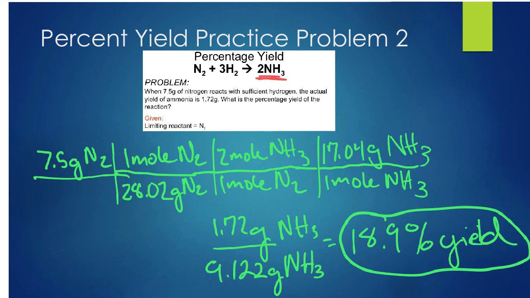So I hope this helps. Hope you have a little bit better understanding of limiting and excess reactants, and then actual versus theoretical yield. So please continue doing some of the practice problems and come to class with questions.